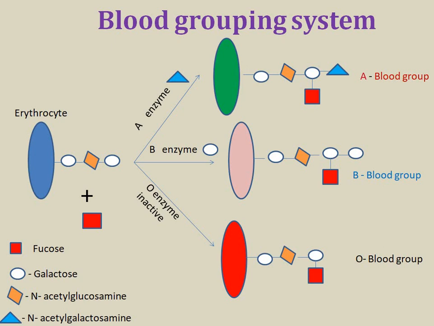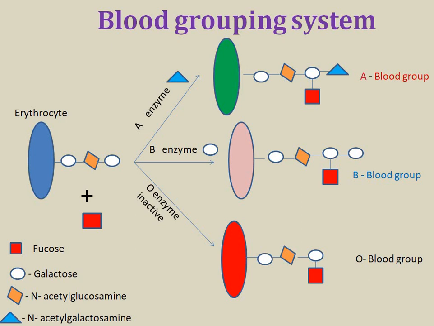Then in erythrocytes, the enzymes are inactive in O. Erythrocytes bind with galactose, N-acetylglucosamine, galactose. So these three components are common for all these blood groups. Erythrocytes are linked with galactose, N-acetylglucosamine, and again galactose. Then galactose is also linked with fucose. So this is the usual form of erythrocytes.